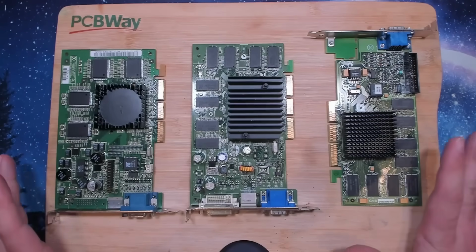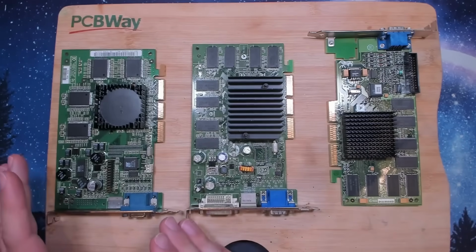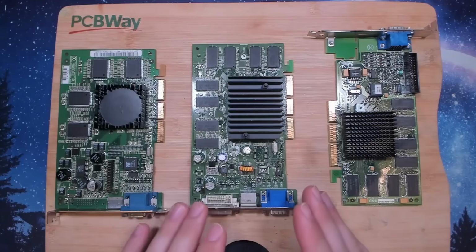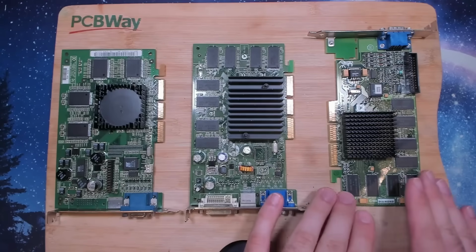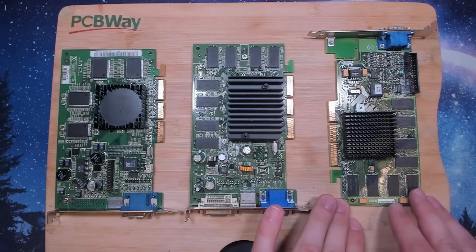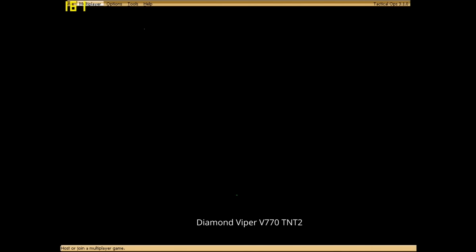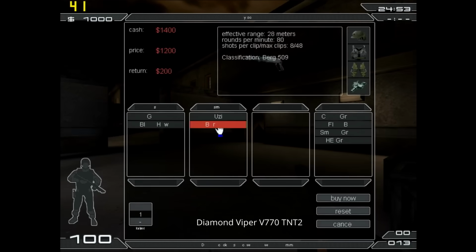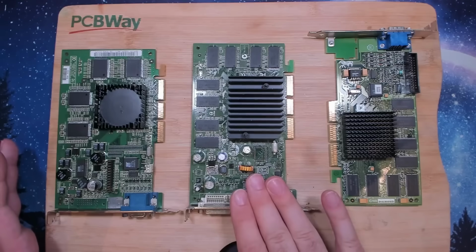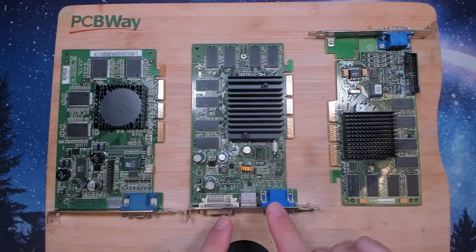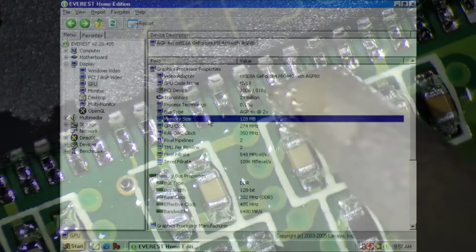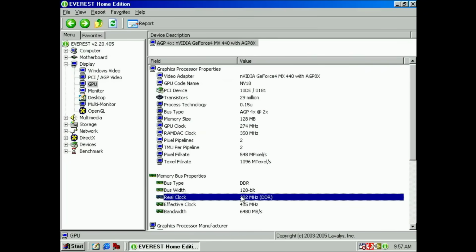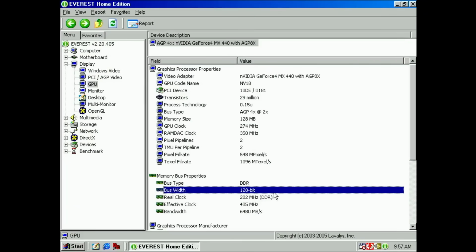Old NVIDIA graphic cards: GeForce 2 GTS, the GeForce 4MX440 from my last video, and here is a TNT 2, a Diamond Viper V770. The problem is, two of them have artifacts. This is the GeForce 4MX440. This was already on my channel. This one works. We upgraded the memory from 64 to 128 megabytes, and as a nice side effect, we doubled the data bus from 64 bits to 128 bits.